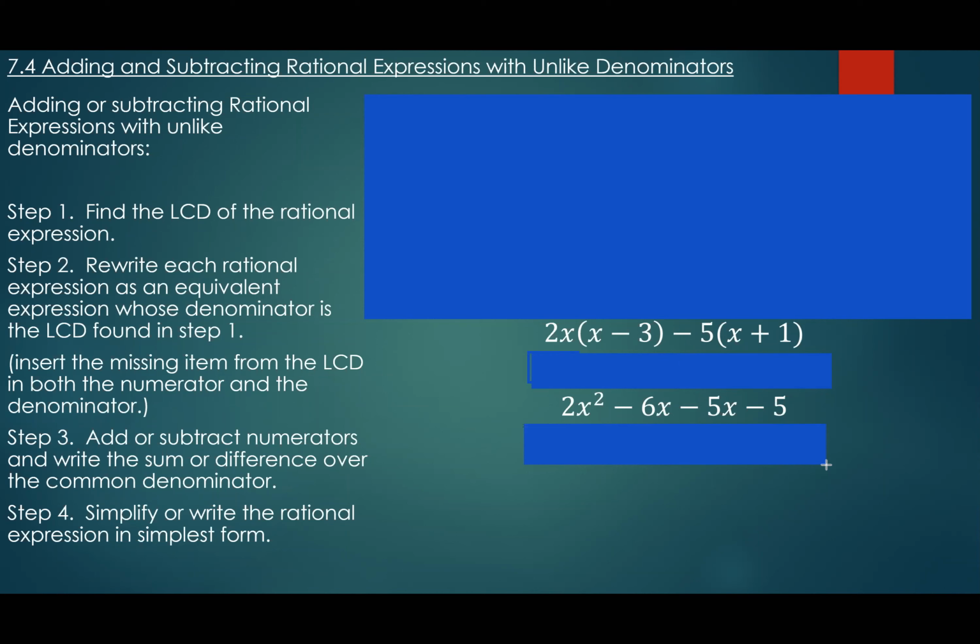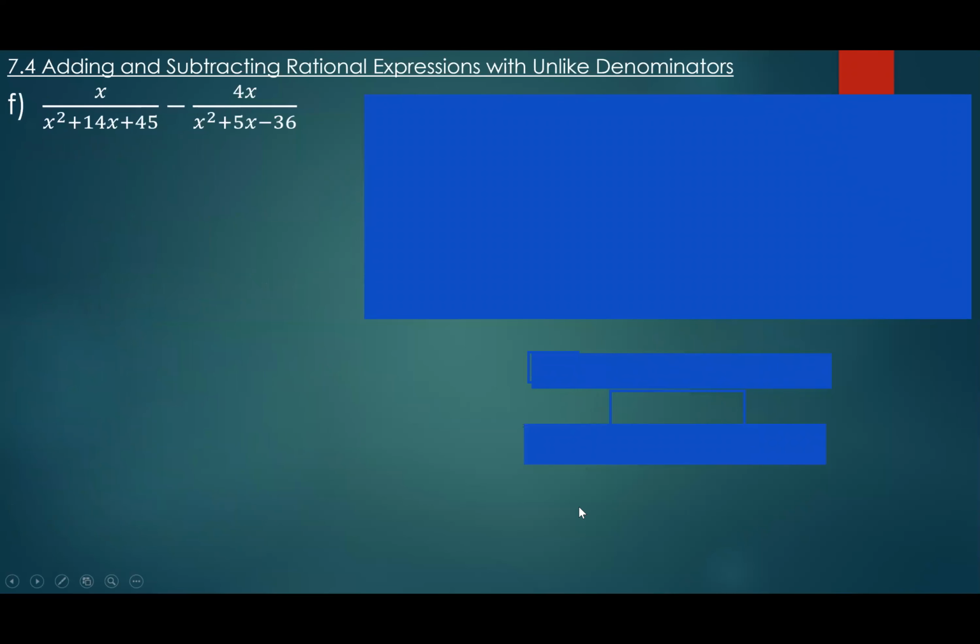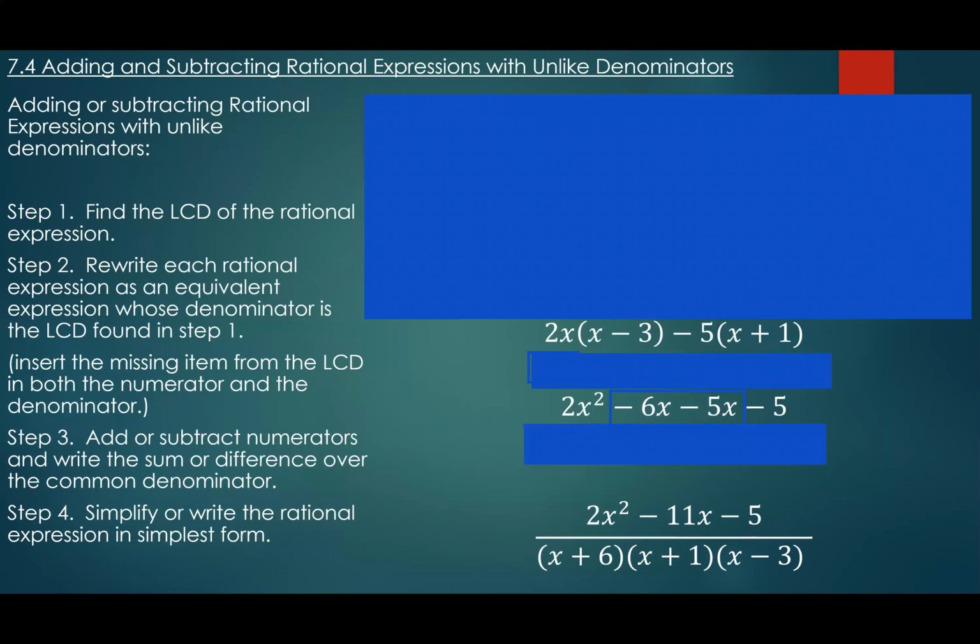My denominator is the same, so all I did was rewrite my denominator. I don't need to multiply or do anything. Once you establish your denominator, your LCD, that will carry on down. So now what do I need to do? Well, I need to combine like terms. If you combine like terms, you have 2x squared, and negative 6x and negative 5x will give you negative 11x, and the negative 5.